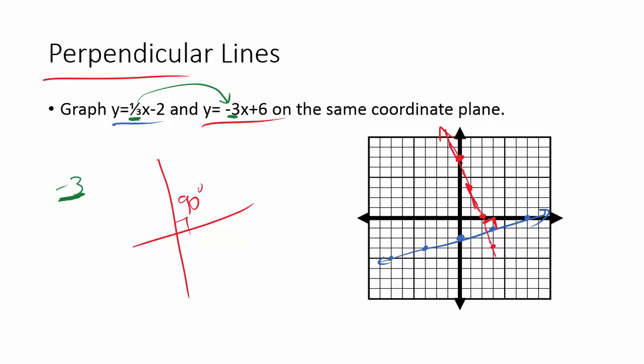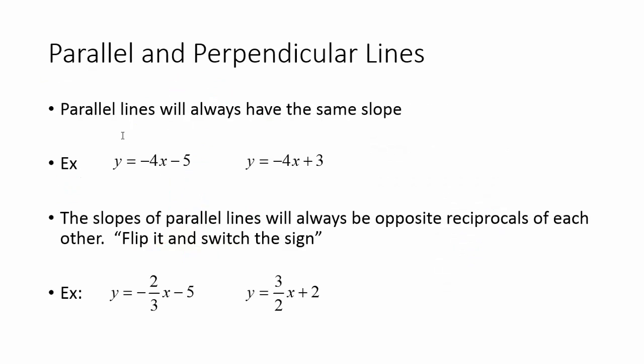Okay. So some quick notes on these. Again, the important thing to get here is that parallel lines have the same slope. Yeah, this should say perpendicular. Let me fix this real quick. So the slopes of perpendicular lines will always be opposite reciprocals of each other, or if you flip the one slope and switch the sign, you should get the other slope.